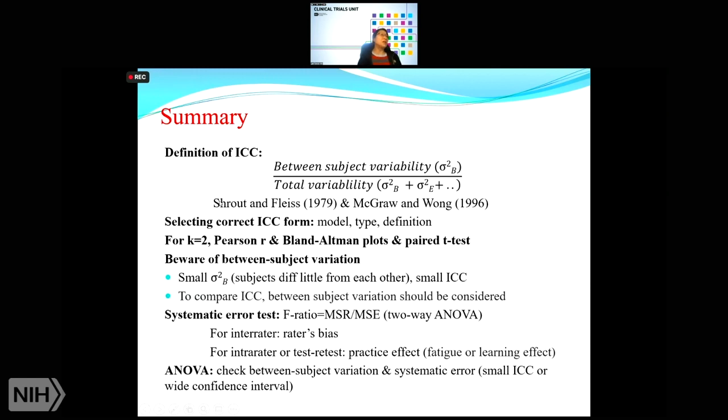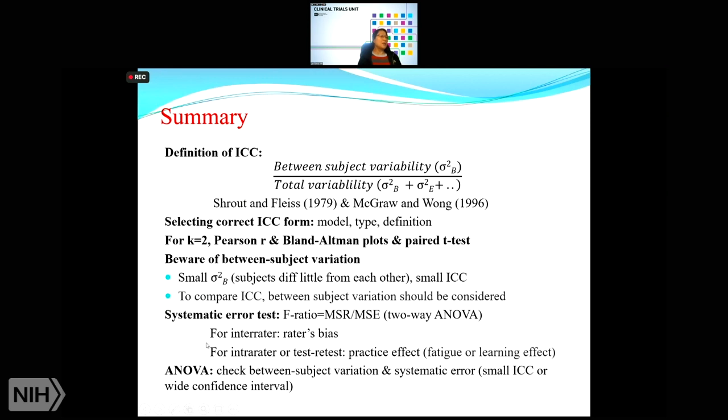In summary, we introduced the intra-class correlation coefficient, which is defined as between-subject reliability divided by the total reliability. The components of total reliability depend on the model. Selecting the ICC should be based on the model, type and definition. If the experiment includes just two readers or two repeated measures, then we can use the Pearson correlation coefficient, Bland-Altman plots and the paired t-test. We should be aware of the between-subject variation. A small between-subject variation can result in a small ICC. Therefore, to compare ICCs, between-subject variation should be considered.